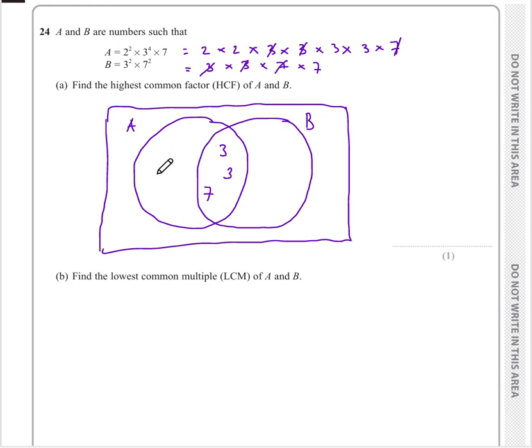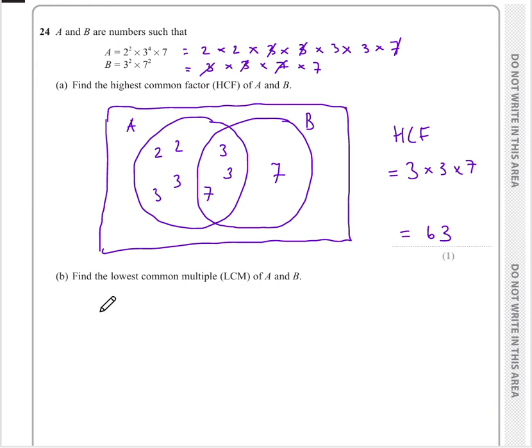Then let's fill in the rest of the Venn diagram as well. For A, we've got left a 2, a 2, and a 3, and a 3. And for B, we've got nothing left but a 7 in the overlap. Essentially we've just got the overlap between them once. The highest common factor is going to be the numbers in this intersection multiplied. So the highest common factor is 3 times 3 times 7, which is 63.